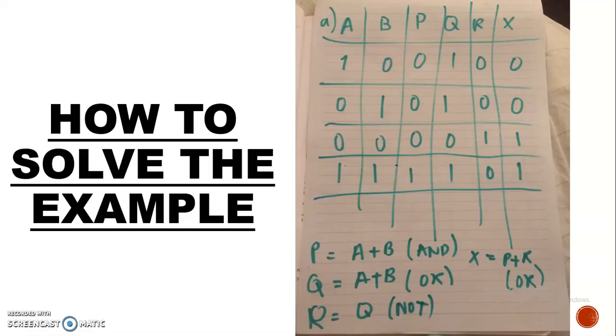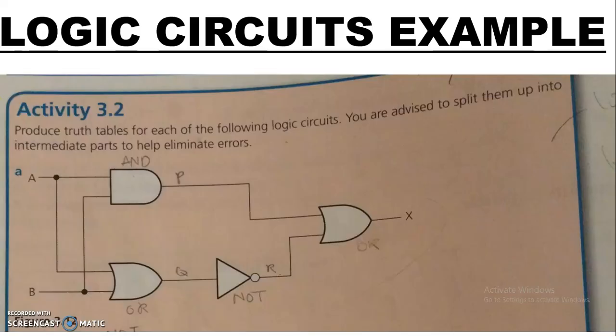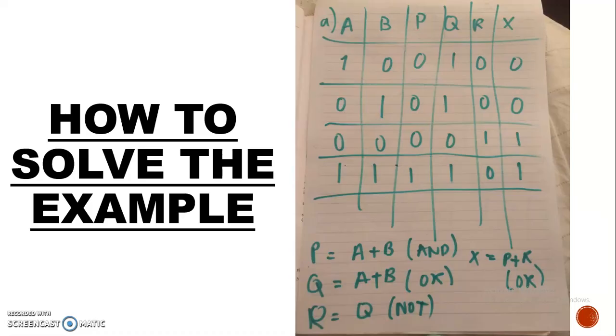Okay, this is how to solve the example. This is the truth table that I drew, and below you have basically what 2 inputs you have in order to get the answer. As seen on the example here, you have 2 inputs, A and B. Therefore, you'll have 4 combinations of 1s and 0s: 1 and 0 here, 0 and 1, 0 and 0, and 1 and 1.